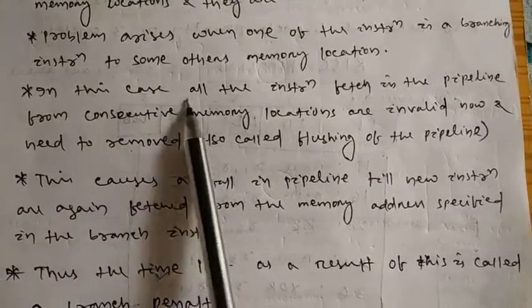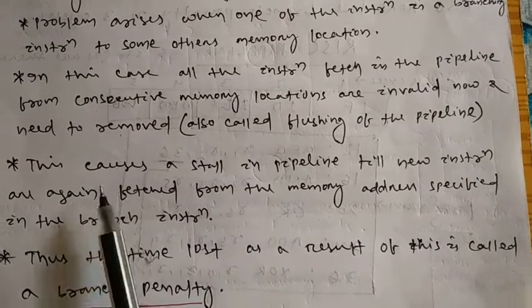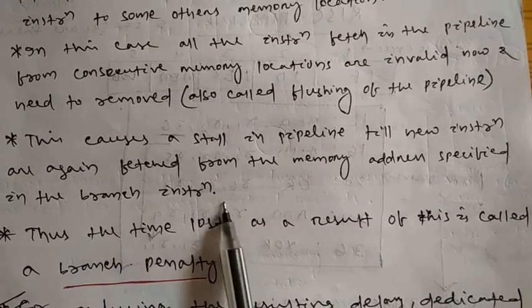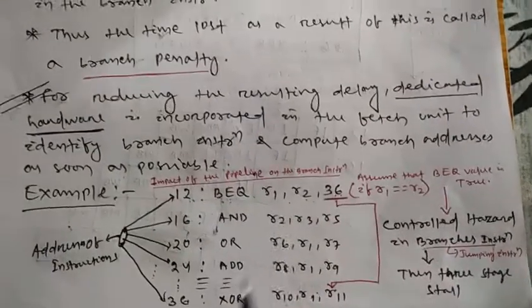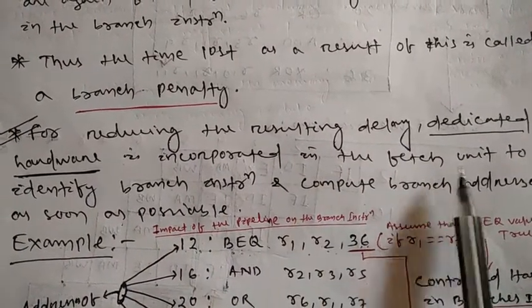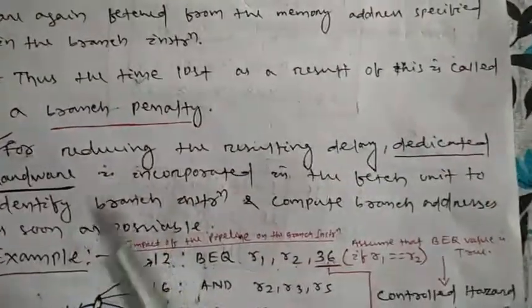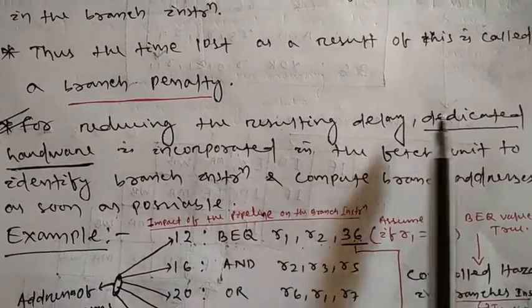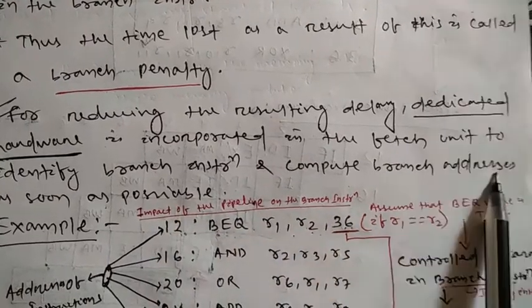In this case, all the instructions fetched in the pipeline from consecutive memory locations are invalid now and need to be removed. This causes a stall in the pipeline till new instructions are fetched from the memory address specified in the branch instruction. Thus the time lost as a result of this is called a branch penalty. For reducing the resulting delay, dedicated hardware is incorporated in the fetch unit to identify branch instructions and compute the branch address as soon as possible. Look at this point carefully.